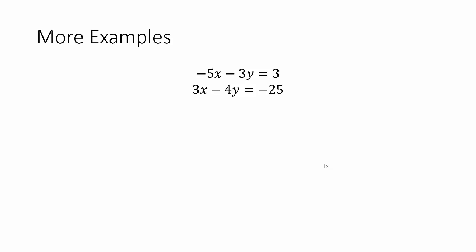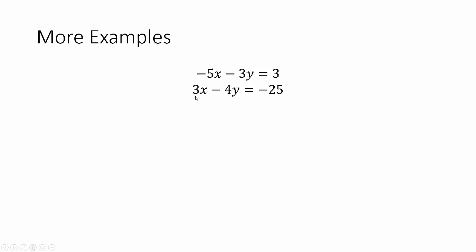One last example here. This one's a little bit more involved because you'll notice we can't easily get opposites in front of x. We can't easily get opposites in front of y's by multiplying one equation by something to become the opposite of the other. What we're going to have to do here is force it by multiplying both equations by something.